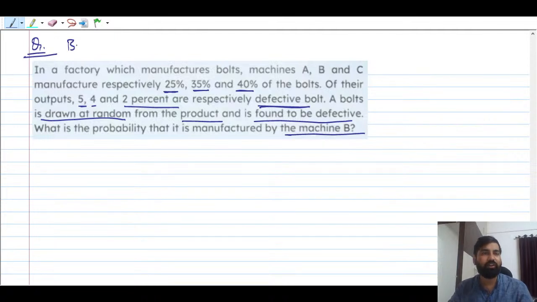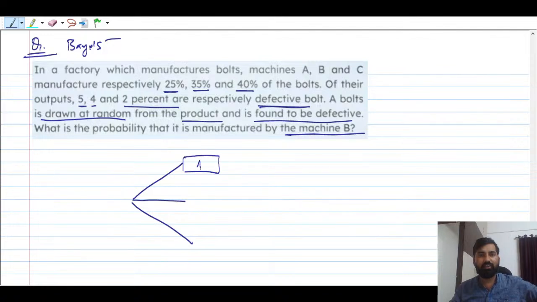So whose problem is this? Bayes theorem. So we simply have to draw the diagram, right? You start like this. Okay, let me draw properly, because sometimes the tree diagram is made like this. Suppose this is machine A, machine B and machine C. Their probabilities are given: 25%, 35%, and this is 40%. Probabilities are also represented using percentage, right?